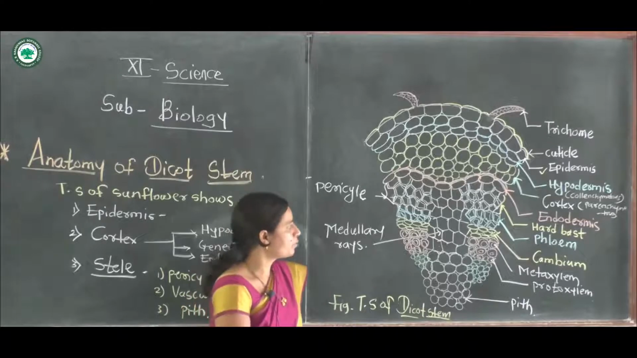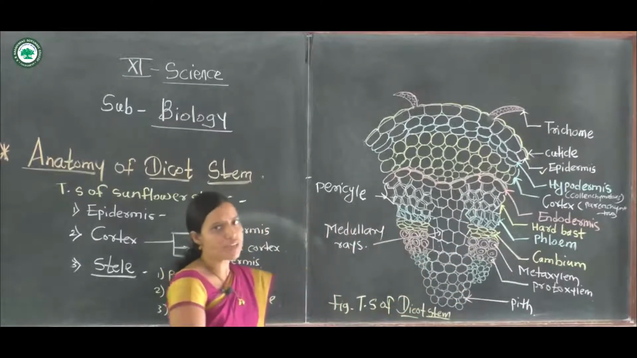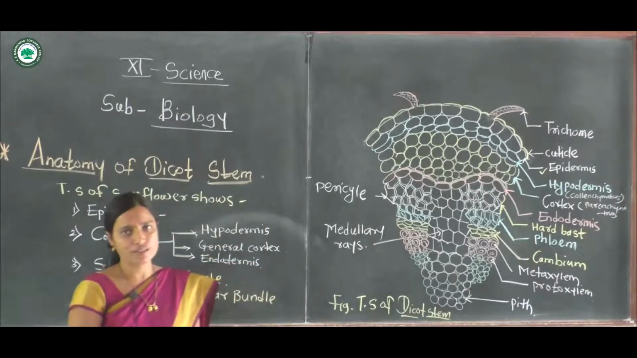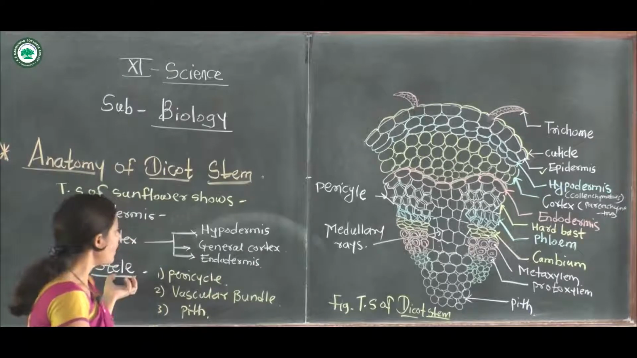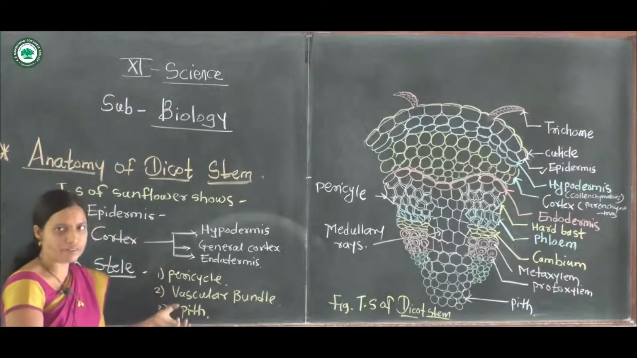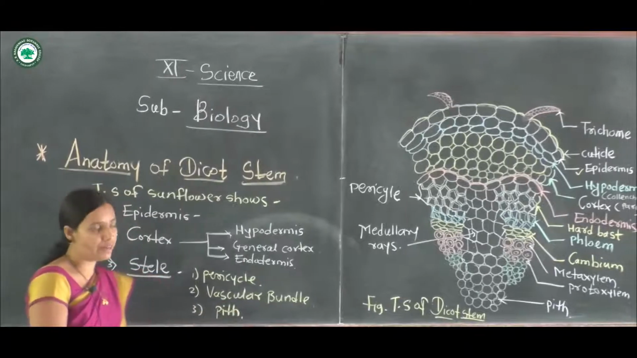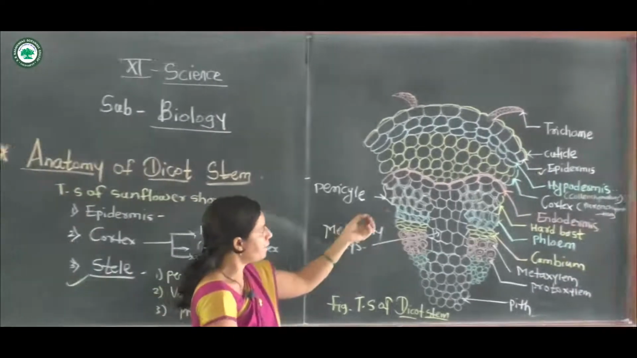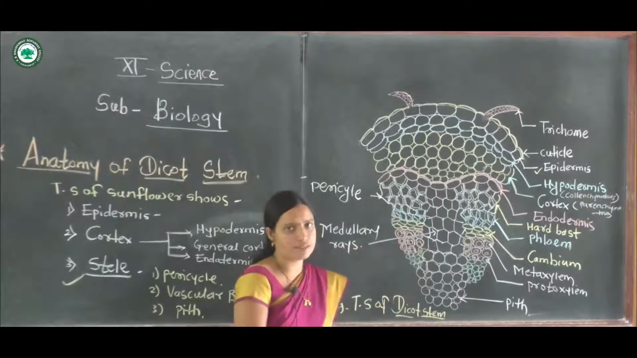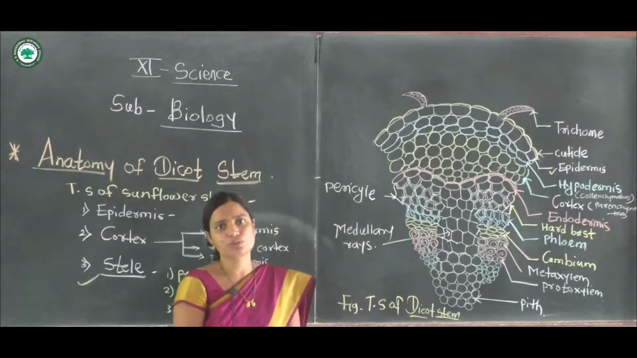The next layer below this hard bast is the vascular bundles, also called the stele. The stele is made up of the pericycle, vascular bundles, and sheath. These are included in the stele. In this stele, these are the pericycles. Below this pericycle, the vascular tissues are present.